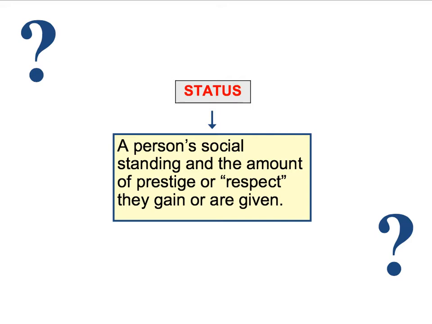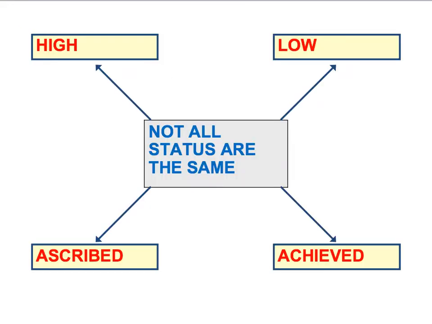So a status is a person's social standing. So it's about the position that they occupy within a social group or within society as a whole. And also it's about the amount of prestige or respect that's associated with that particular position. Now, most societies tend to be fairly hierarchical, which is an issue that we're exploring in a lot more detail when we look at the concept of stratification. So because societies and social groups tend to be based on social hierarchies, we can talk about individuals occupying either a high status position or a low status position.